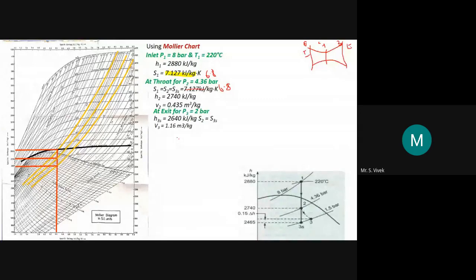So are we getting this answer? Yes, sir, 2640. Sir, then V1 at the inlet pressure is not repeated, sir? There is no need to find out the V1 at inlet.